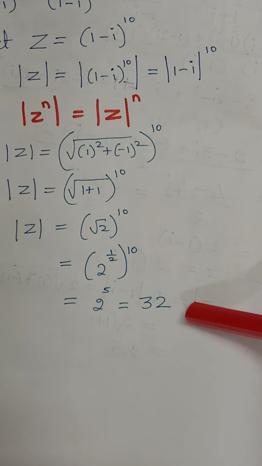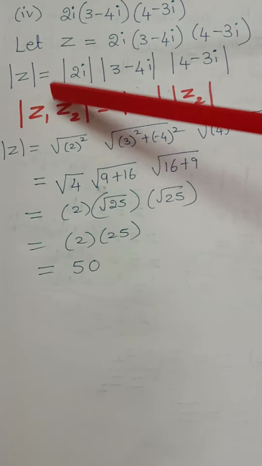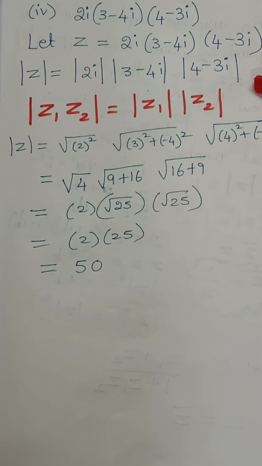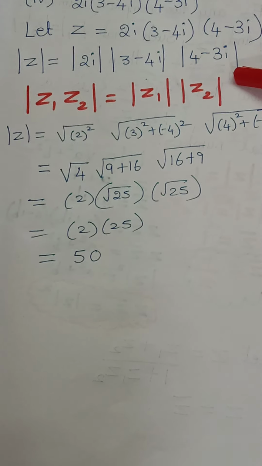Fourth subdivision, there is a product of 3 complex numbers. For this product we have to find out the modulus. The 3 complex numbers are 2i into 3 minus 4i into 4 minus 3i. So let me assume this complex number to be z. So z is equal to 2i into 3 minus 4i into 4 minus 3i. Now I am going to find out the modulus. So I am writing modulus of z, modulus of the whole thing. I can split it as modulus of 2i into modulus of 3 minus 4i into modulus of 4 minus 3i.